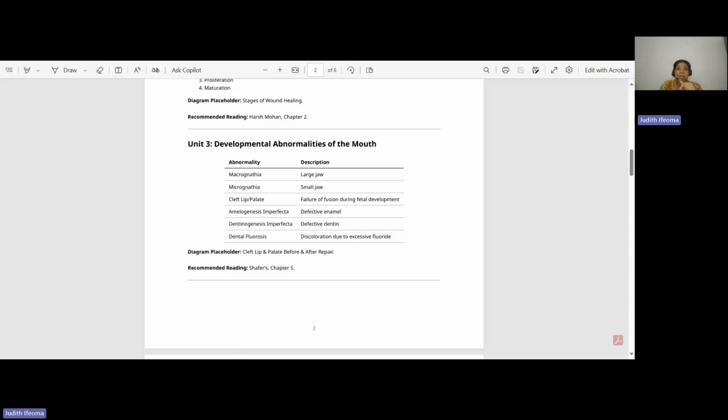Next, we are diving into the invisible world, the microorganisms that live in the mouth.